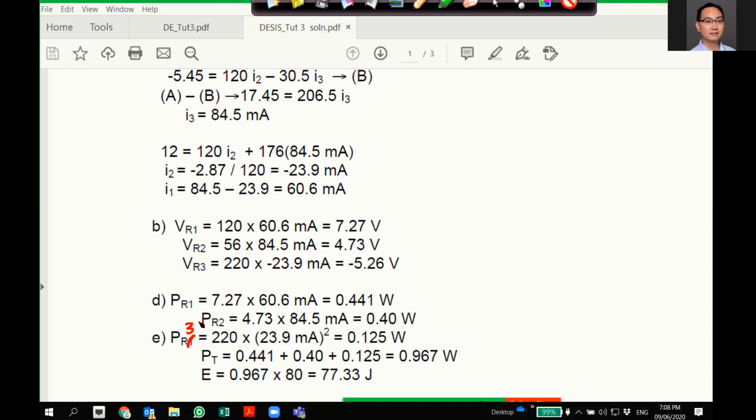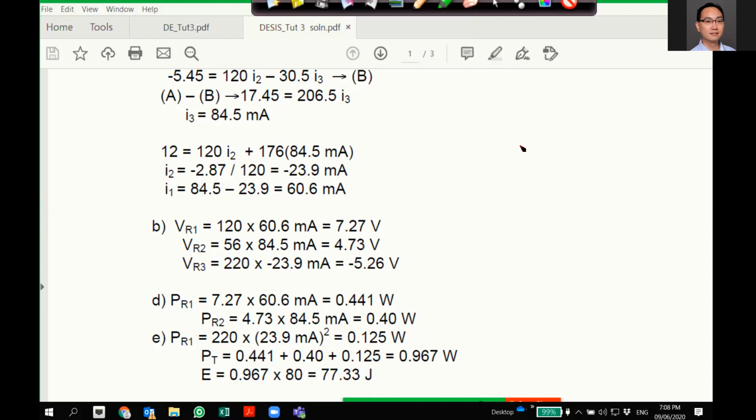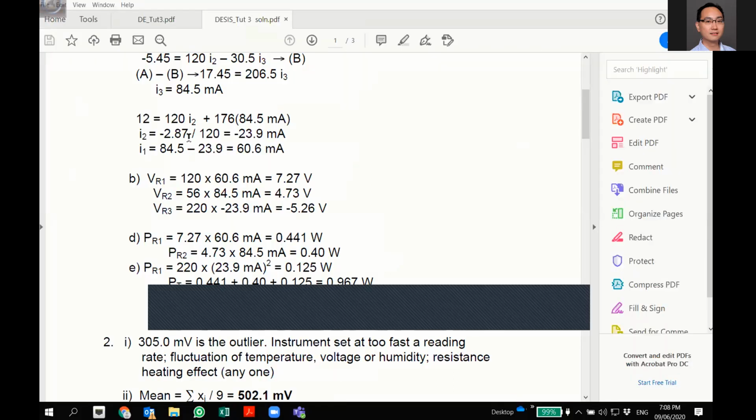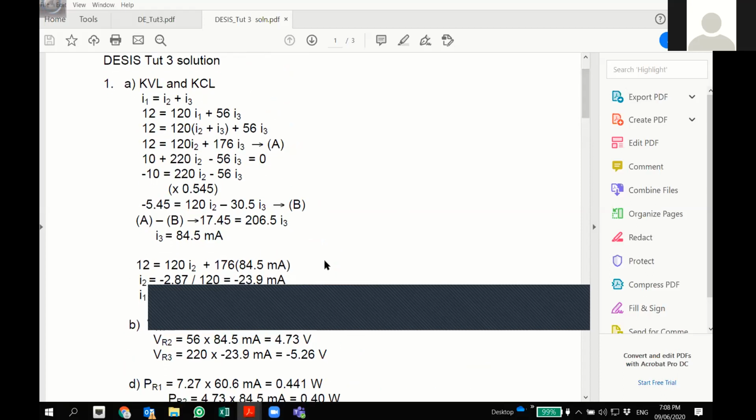So it should be more or less okay. Then what about the first line? Question A, answer. Can you go on top? Scroll up. Just now we talked about I3 equals I1 plus I2, right? The first line is actually saying I1 equals I2 plus I3.